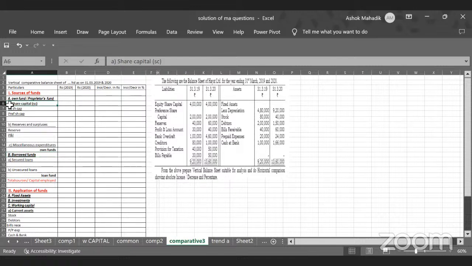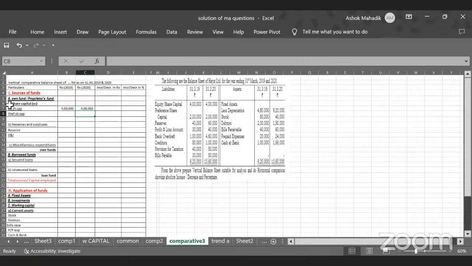First you will take share capital, in that equity and preference. Amounts are already given to you, right? What are the amounts? 4 lakhs for 19 and 4 lakhs for 20. Clear? Very simple, students. Again, I'll repeat. The balance sheet has 2 sides, sources and application. Source means from where you raised your funds. So you can contribute your own capital and you can borrow. So these are 2 subheads, own fund and borrowed fund. Under own fund, you will take all that you have contributed, like capital, reserves, whatever belongs to you will come here.